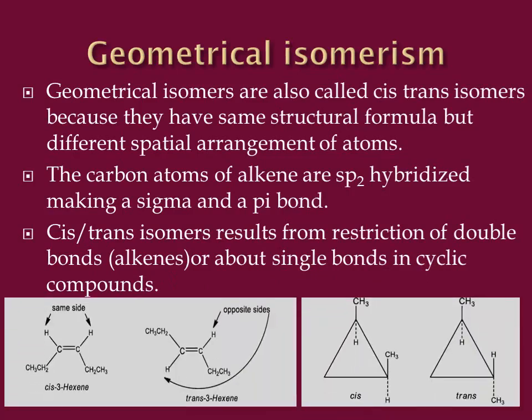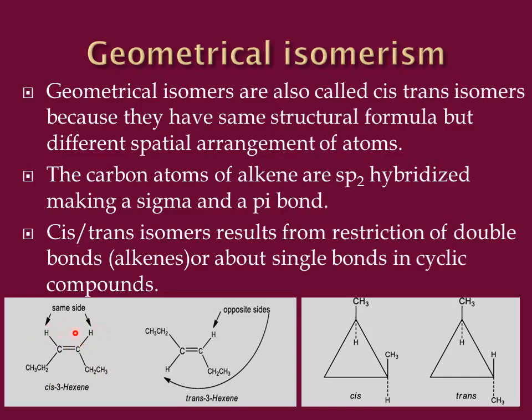Because of the restriction in rotation in both of these structures, cis and trans isomerism is possible, because across this double bond there is no free rotation. So the groups which are present above the double bond remain in their fixed position, and below the double bond also remain in their fixed position. Cis isomers are those which have identical groups of atoms on the same side of the double bond, and trans isomers are those which have identical groups on opposite sides of the double bond.